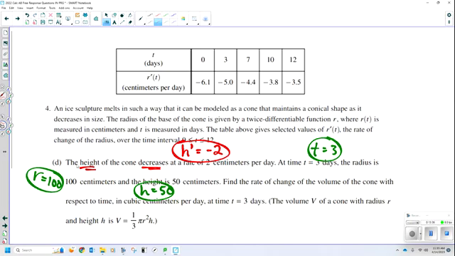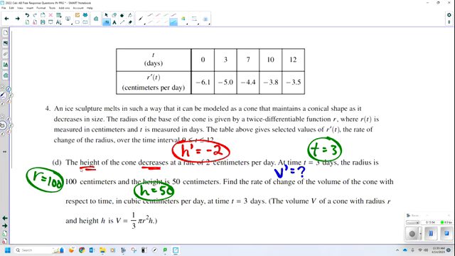Find the rate of change of the volume of the cone. Okay? So we're going to do the rate of change of the volume of the cone with respect to time, at time equals 3. So I need to find the change in volume. So I'm finding V prime. That's what I'm finding. Where?